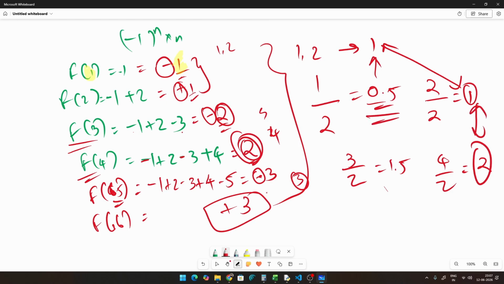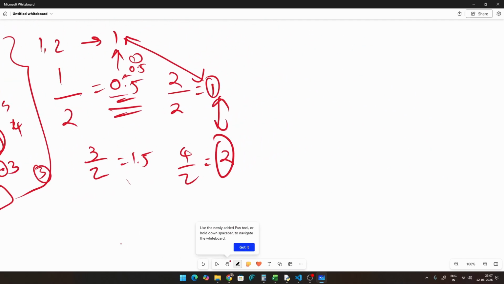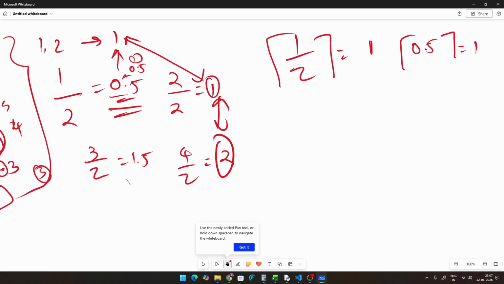Left needs to be almost the same, but if you add 0.5, you get 1, right? So how do you bring that? Well, keep this. In math we have something called a ceiling function. When I do 1 by 2 and then ceiling, you're going to get 1, because the ceiling of 0.5 gives you 1. You can also do 1 by 2 floor function and then add 1.